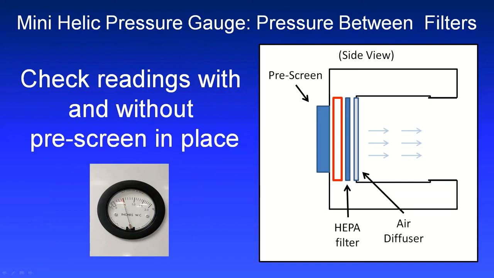It could mean that both are fine, the pre-screen and the HEPA filter, or it could mean that both are getting occluded equally. So what we want you to do is actually pull that blue pre-screen out of the way and check the reading with and without that pre-screen in place to check the integrity of those filters.